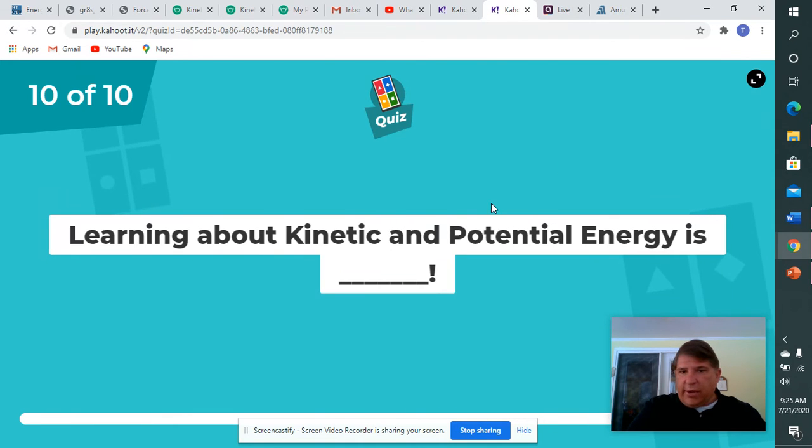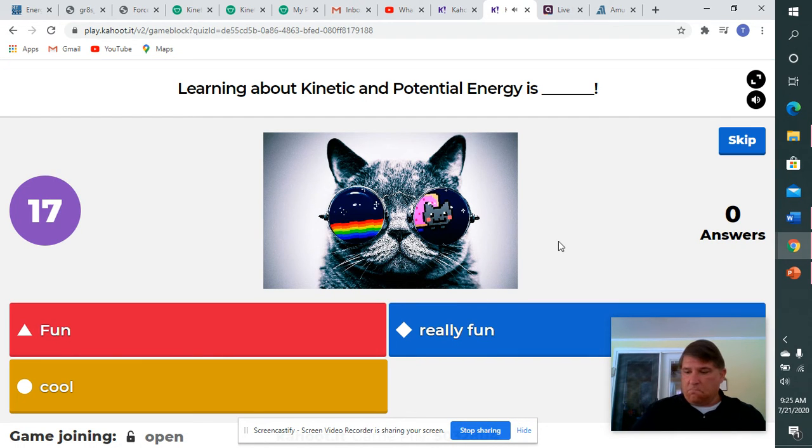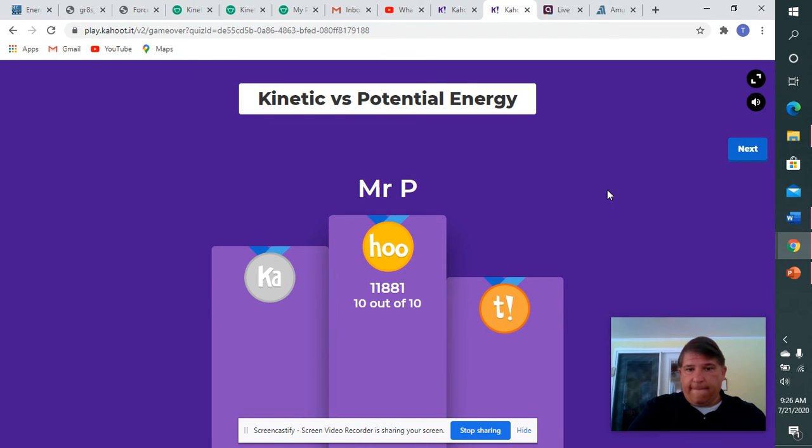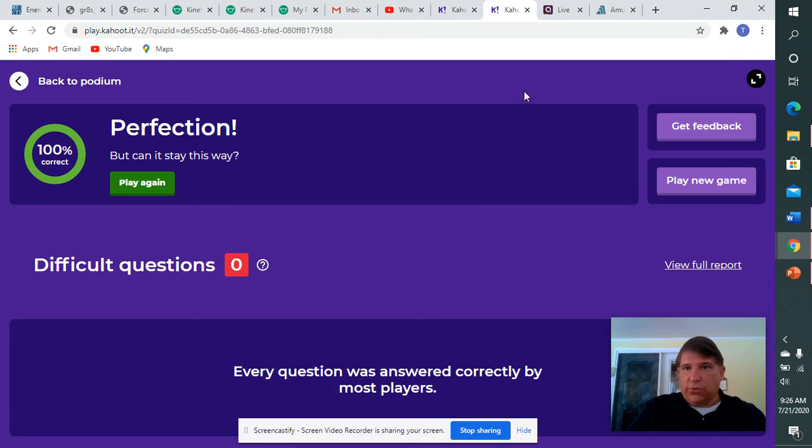Learning about kinetic potential energy is... I think it's really fun. You can't go wrong on this question. It's either fun, cool, or really fun. I think it definitely is fun and cool and really fun. Bob thinks it's really cool and fun. When he's at the top of the roller coaster, he has great potential energy. When he starts going, his great kinetic energy. They have an inverse relationship like this. As one goes up, the other goes down. See how I did? I did okay. 10 out of 10, as you will too.